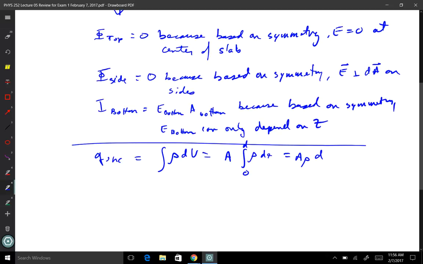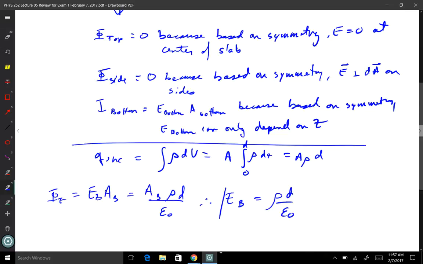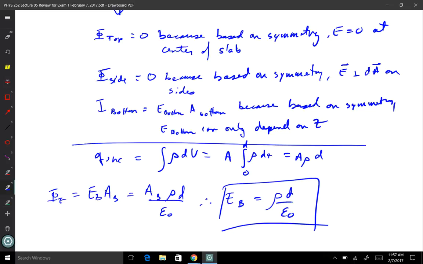And so then putting everything together, I have my total flux equals E bottom, area of the bottom, equal to area. And what is this area? It's the same area of the bottom times density times d over epsilon 0. And I get my answer. So you can leave it in variable form like that.